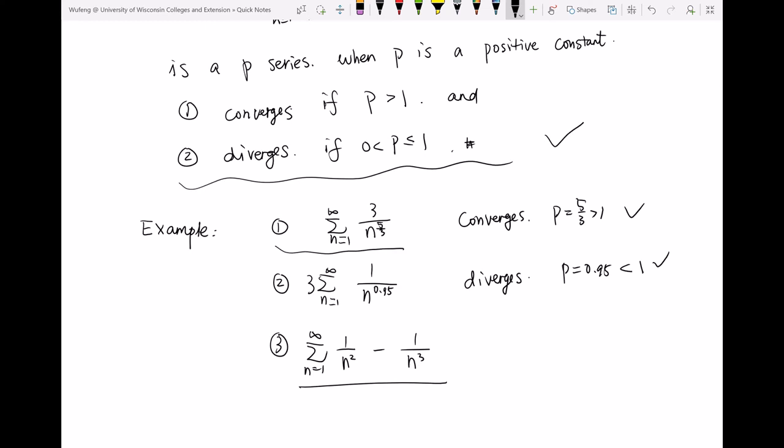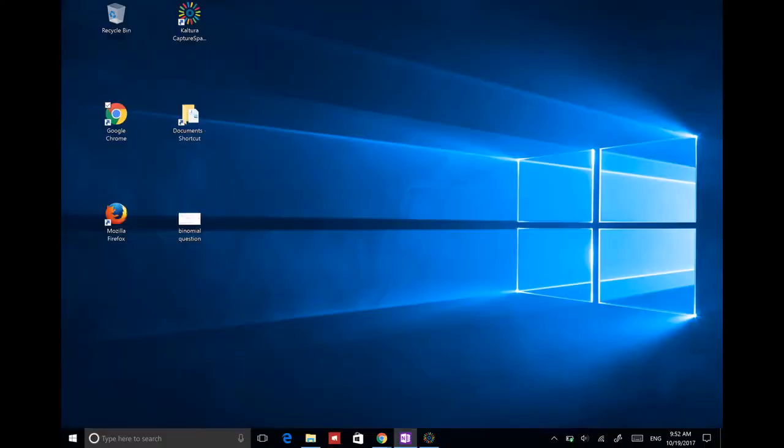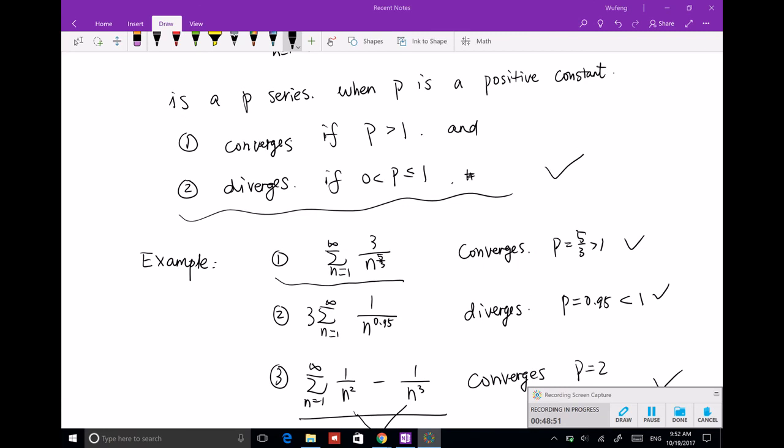It converges. Why? Both converge, perfect. Because p equals 2, it converges, and p equals 3, it converges. Both of them converge, then if you subtract them, they still converge. Very good, thank you very much. I'll see you tomorrow, and we will continue this p-series, and I will continue with the next one. Thank you very much.